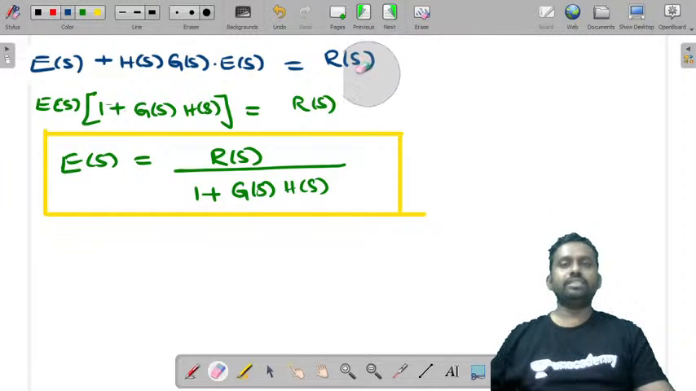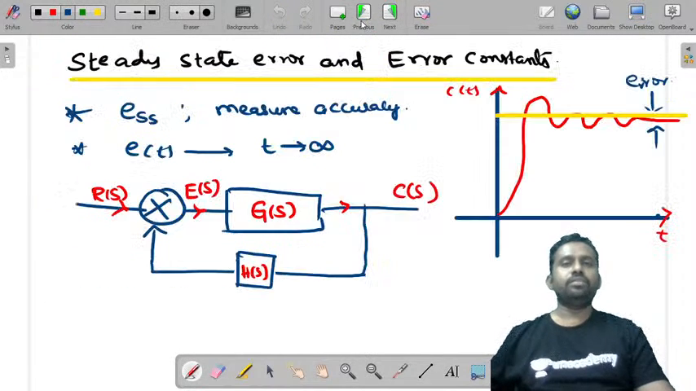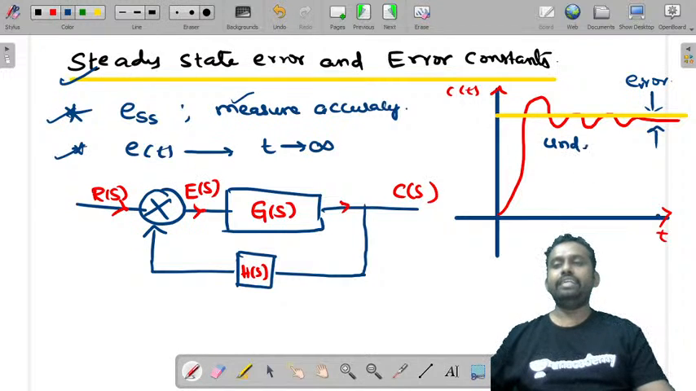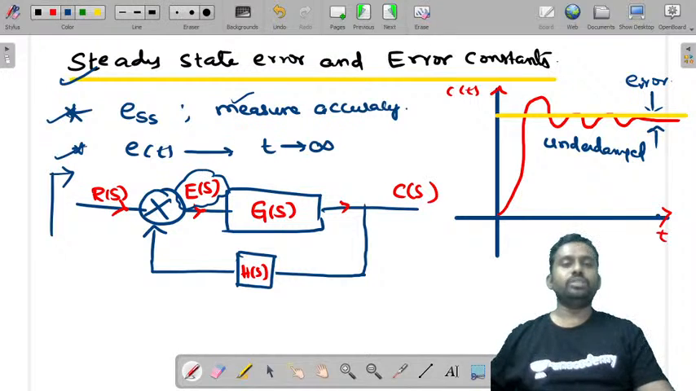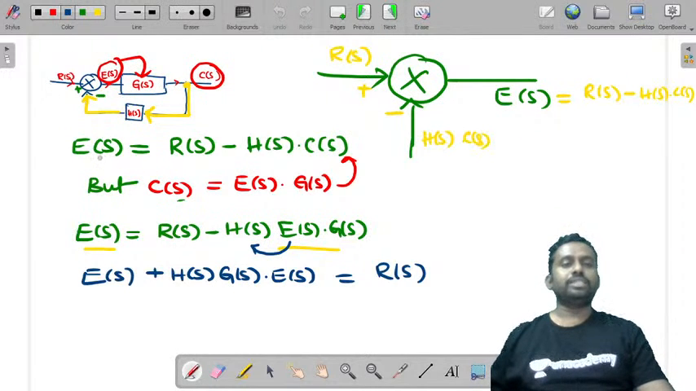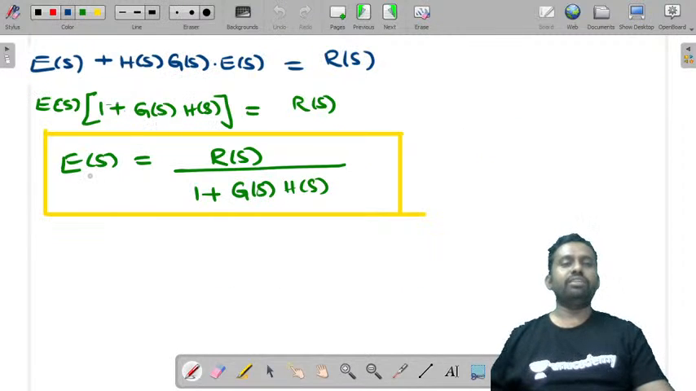Before that I'll just discuss what we have done just now. I'll just go back. We'll see what is steady state error. It is generally denoted by ESS. It's a measure of accuracy, and it is E of t at t tends to infinity. If you consider an under damped system, you'll be clearly able to see this error. And we have considered this block diagram, and from this we have derived this E of S, where E of S is the difference of R of S and H of S and C of S. From there we got the expression for E of S. We have simplified this, and at the end we got E of S as R of S by 1 plus G of S into H of S.